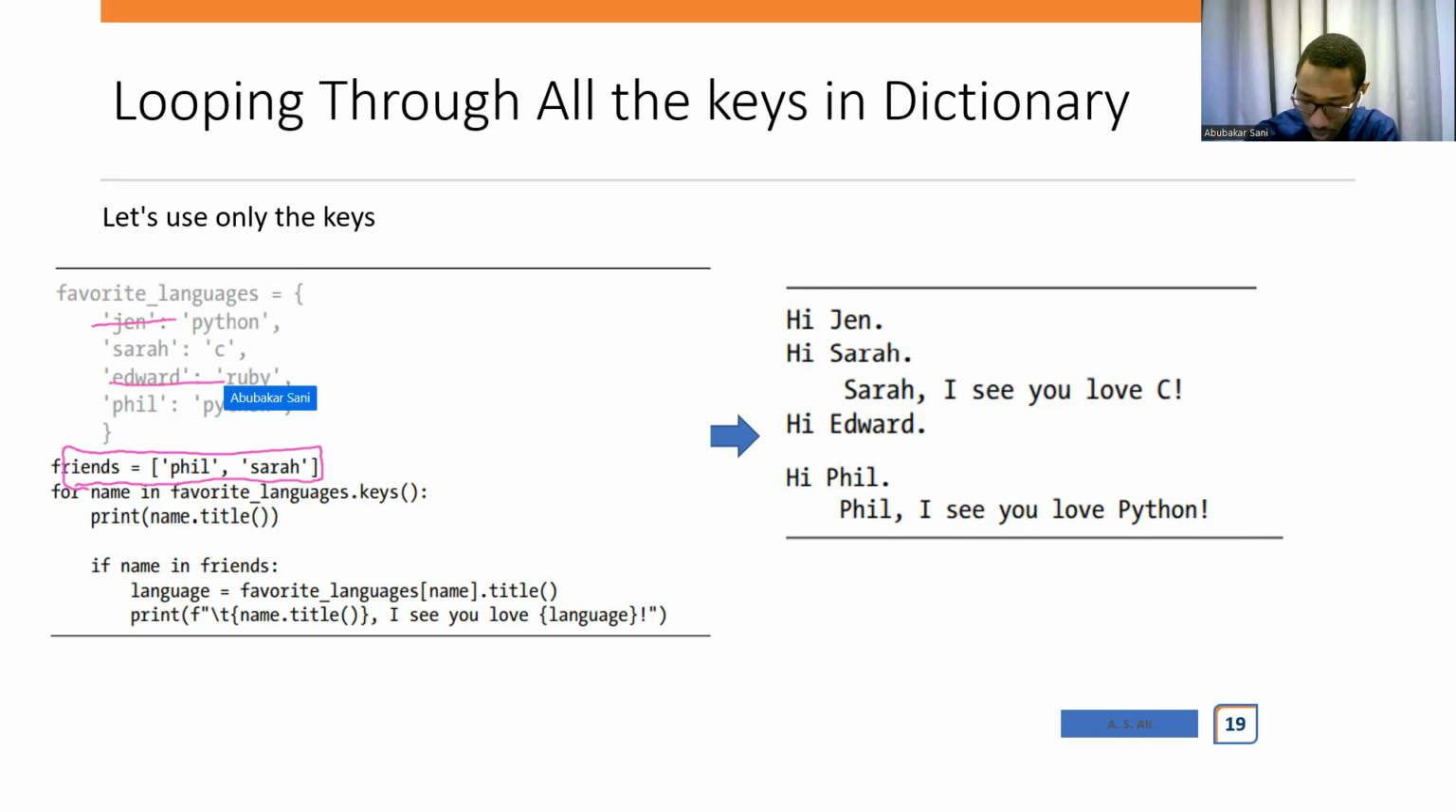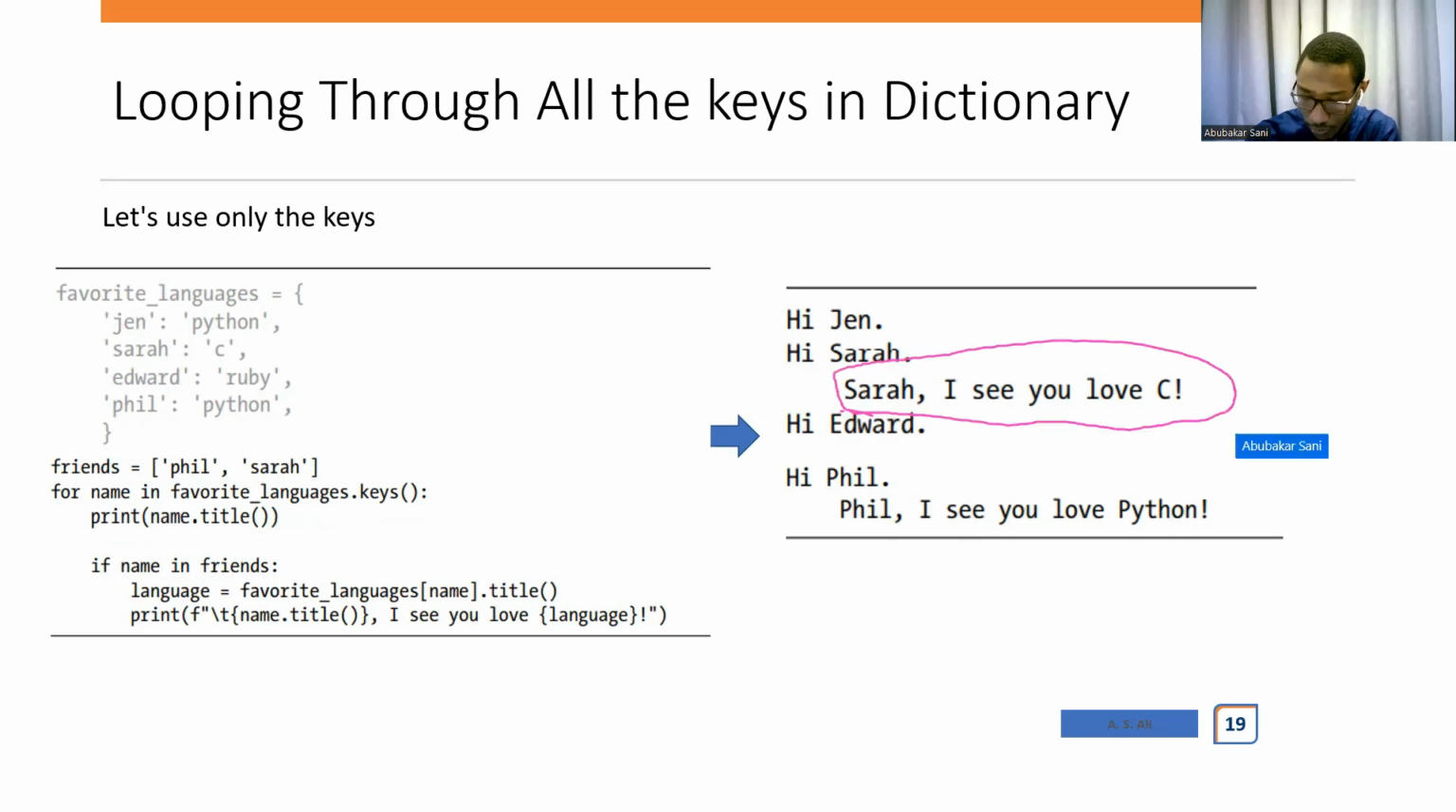Only Phil and Sarah. So we said if name is in that list, that's the one that we want to do some printing. Okay, here it's going to print everything, but here I'm going to add some additional message for them. So in the first instance, it takes Jane, prints it out. It will check, is Jane part of this list? No, so nothing happens. Then it will go to the next one, which is Sarah. It will check, is Sarah part? Yes, Sarah is part of this list, so it added some additional customized message for Sarah.